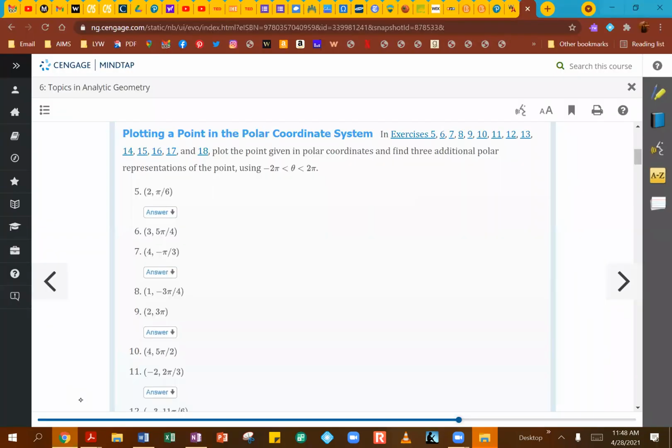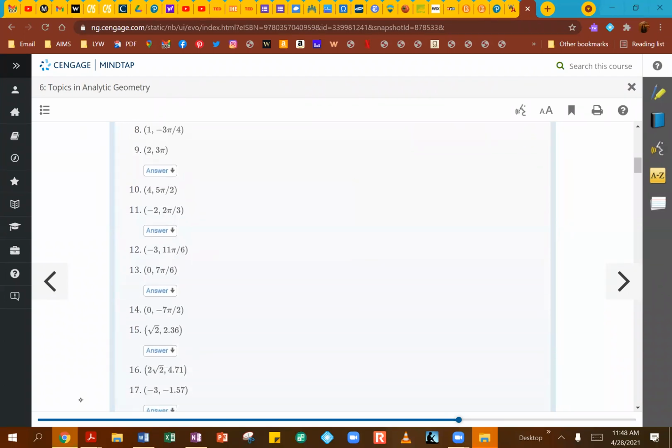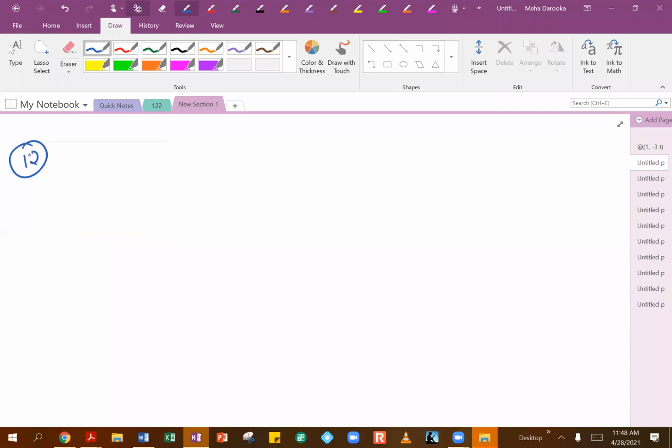And then I also had, just to give you a different version, number 12 that I wanted us to look at. Same kind of thing, obviously, but they're starting out by giving us -3 as the R value, and then, of course, 11 pi over 6 as our angle. So let's take a look at this guy. -3, 11 pi over 6.